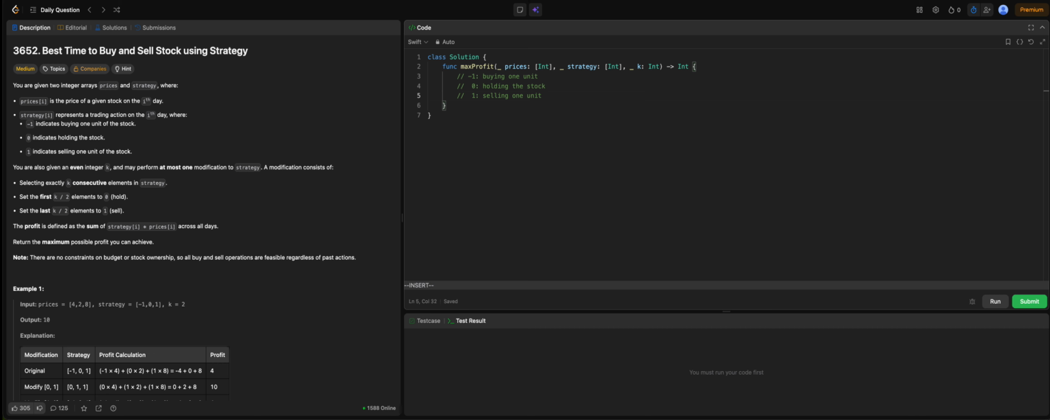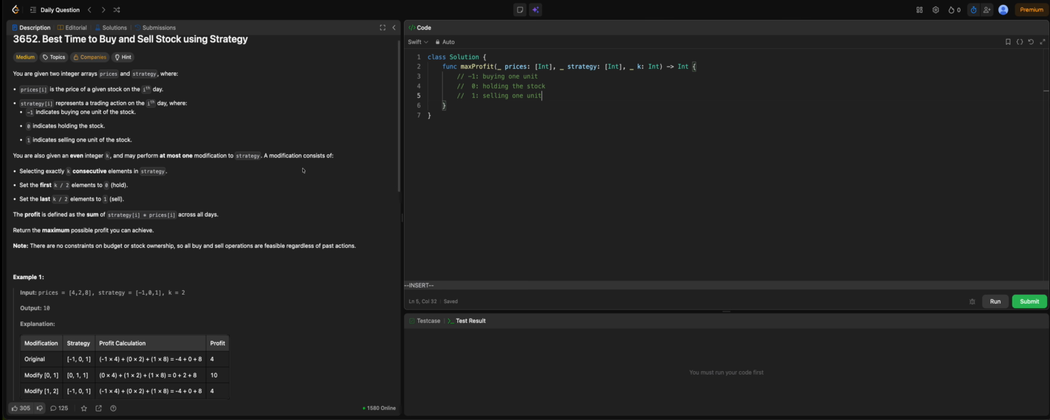We are also given an even integer k, and we may perform at most 1 modification to the strategy. A modification consists of selecting exactly k consecutive elements. That means we can do something like 0, 1 or 1, 2 exactly. Then we set the first k by 2 elements to hold, and the last k by 2 to sell. Okay, that makes sense.